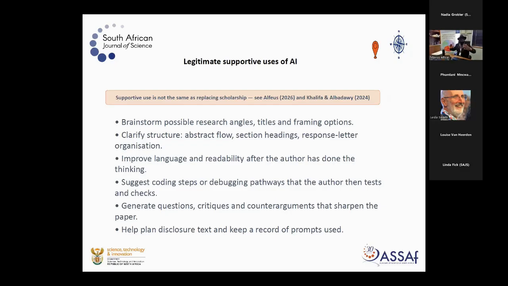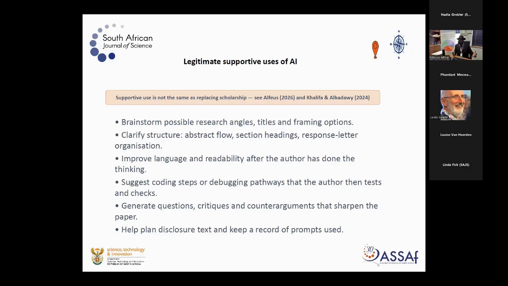What you can do is brainstorm possible research angles or ideas, titles, and framing options. You clarify the abstract structure, the section headings, even the organization of a supporting letter or response letter, how you want everything to flow. Then you improve the language and readability after that. As an author, you have to make sure that you have done your part. You are in control; your AI tool is just to enable you to do your work as fast as possible.